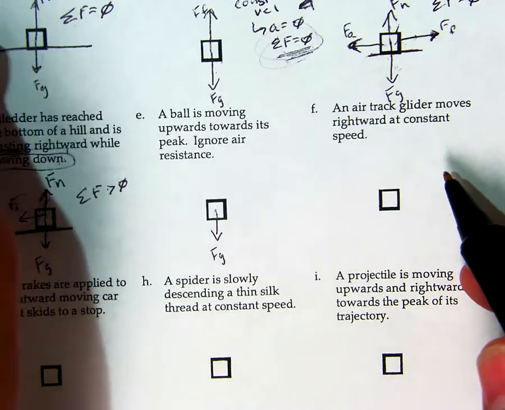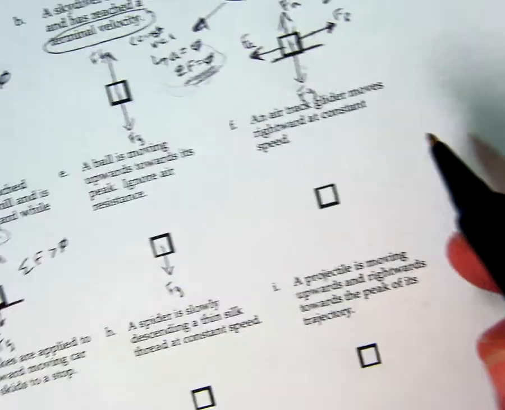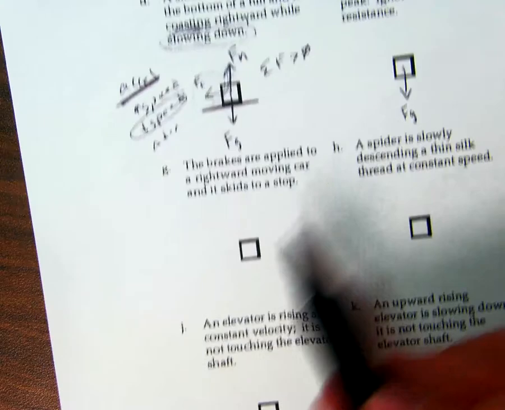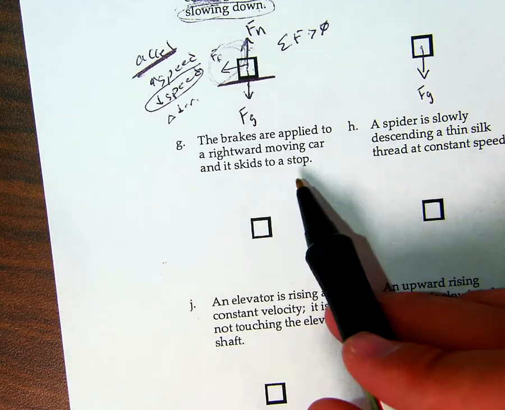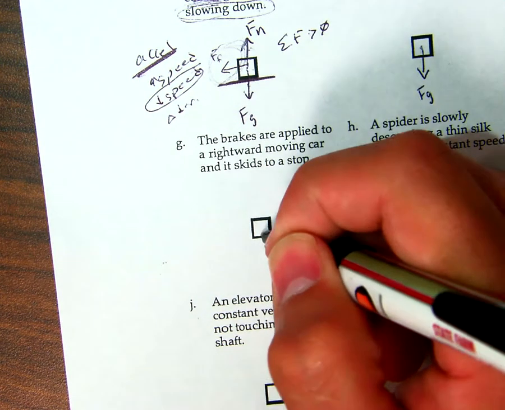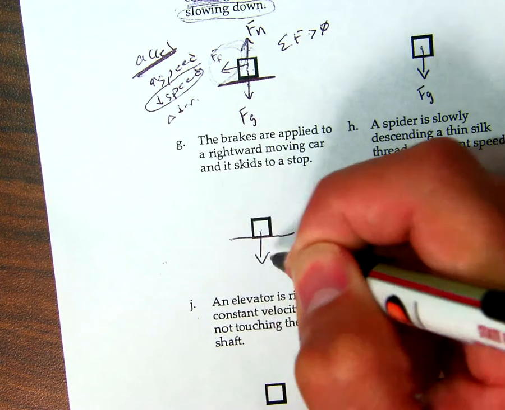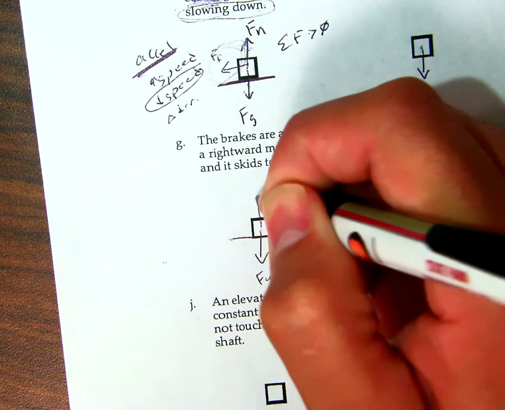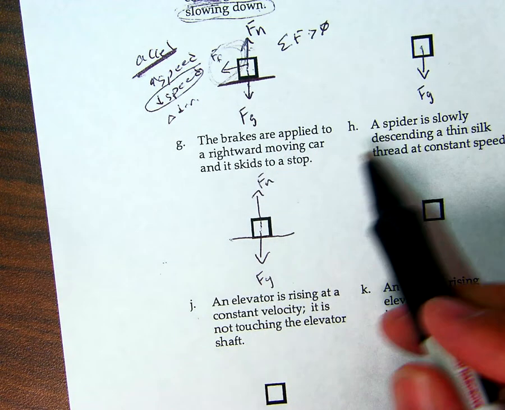An air track glider. Let's skip that one. Let's go to this one. Brakes are applied to a right moving car, skids up. So it's on the surface. Right, the car is moving. So we have the force of gravity. We have our normal force.